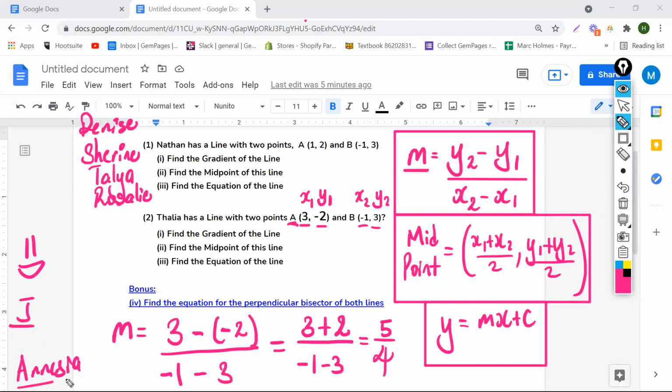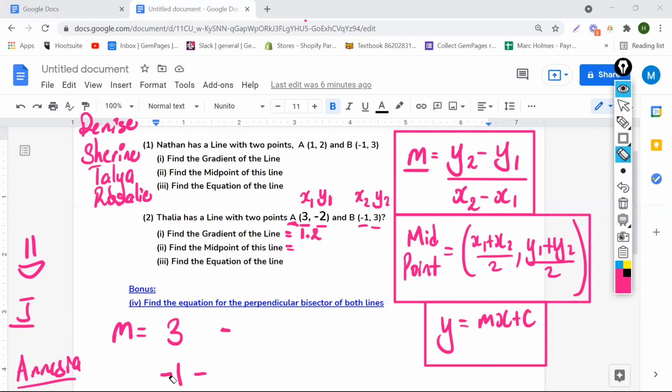So Jay and Anicia, this is what you should have gotten: 5 over 4 as your gradient, which is 1.2. When you divide 5 by 4, guys, you're gonna end up with 1.2. So 1.2 is your gradient. Let's find the midpoint now, guys.